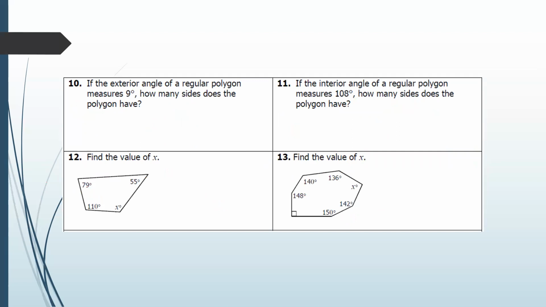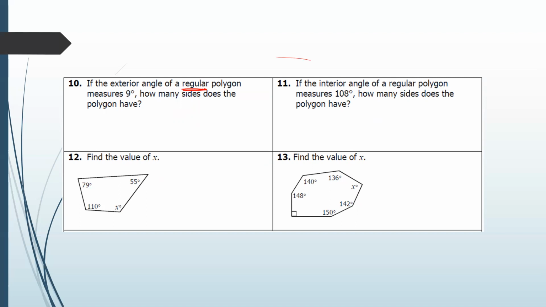Here's some more practice on how to find missing number of sides. And then we got some irregular polygons again. Yay for those. All right, number 10, if the exterior angle of a regular polygon, all right, so all of these angles are the same measure. The exterior angle of a regular polygon is 9. How many sides does it have?